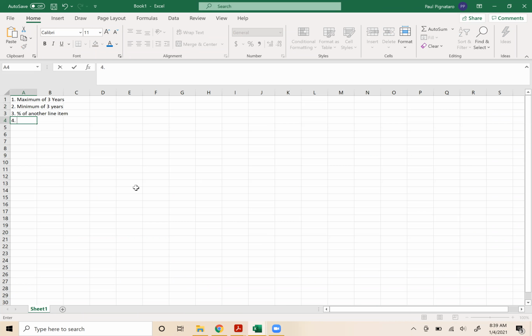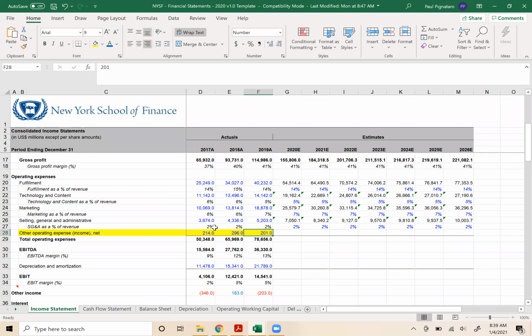Number 4, I can repeat the cycle. This is common in things like other income where it's negative, positive, negative, positive. A lot of times that means these are stock investments. You're buying and selling and buying and selling. Repeat the cycle.